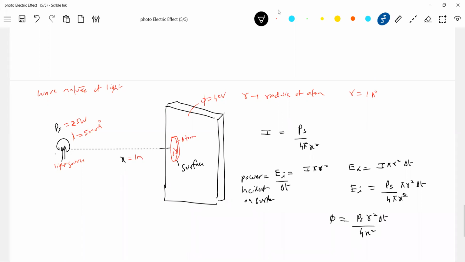What is delta T? It is the time taken by the electron to come out of the metal surface. This is what classical mechanics, or the wave nature of light, is telling us here. So if you calculate this, this will be delta T. If I solve it, I'll end up with this. We have to substitute all the values here. I'll check once.